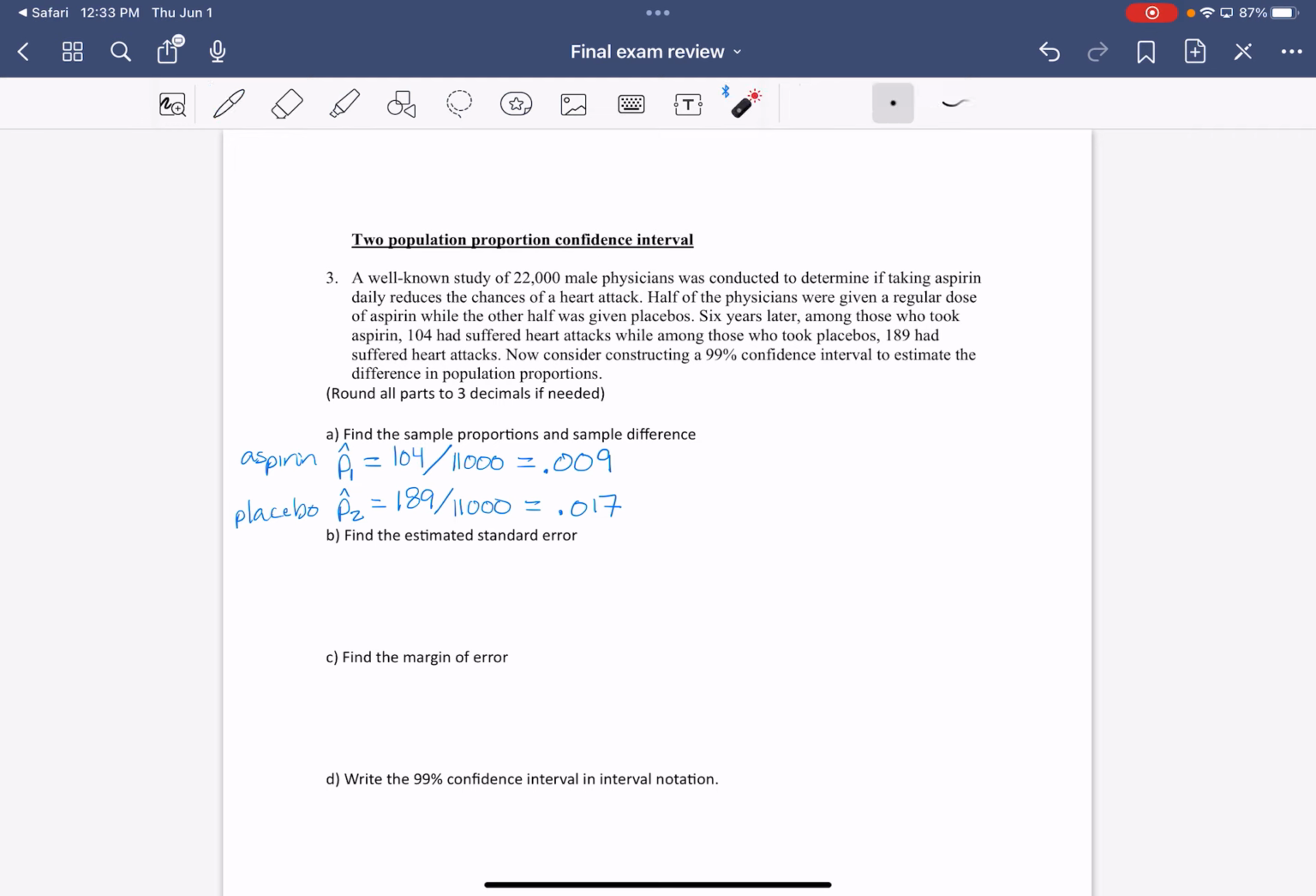And then lastly, find the sample difference. What does difference mean? Subtract. So it's just telling you to subtract these 2 values. That's all that means. Okay? So P1 hat minus P2 hat, that's 0.009 minus 0.017, which is negative 0.008.